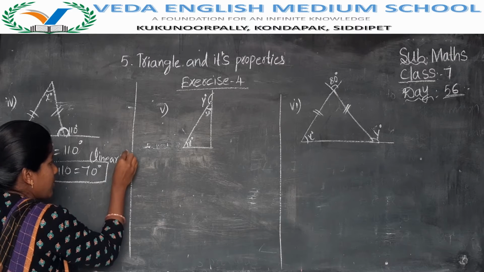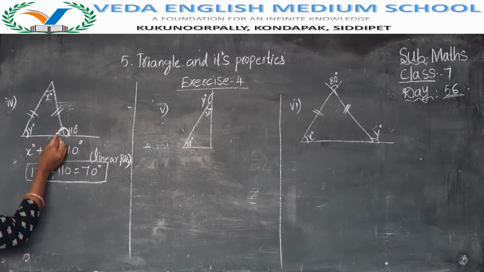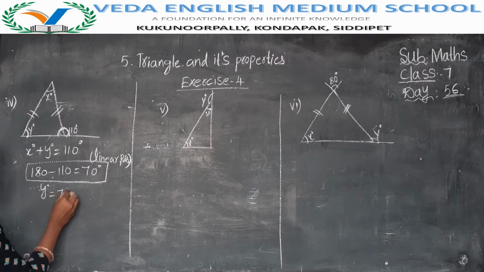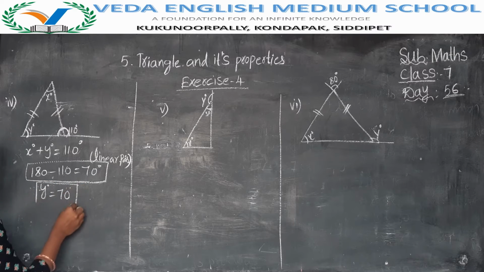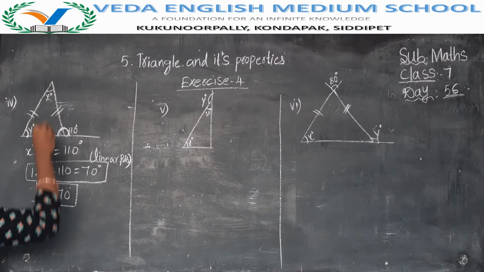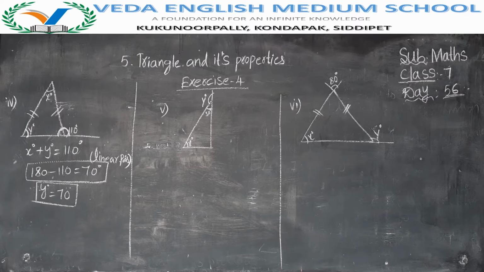Then these two angles are equal, so here it is y and here also y. So y is 70. We found this angle, so y is equal to 70 degrees. Now we know this value. Then we have to find the value of x.